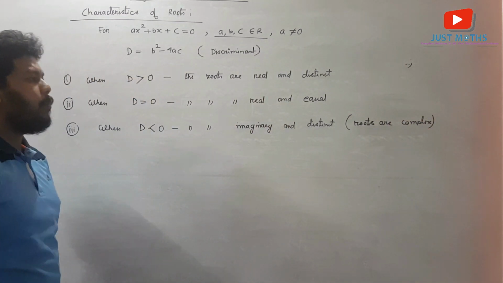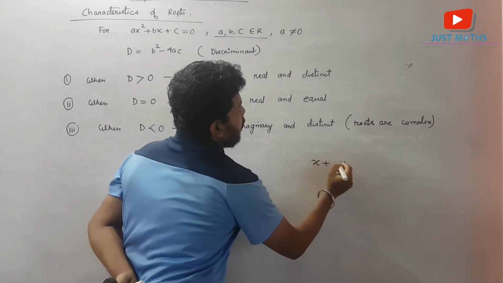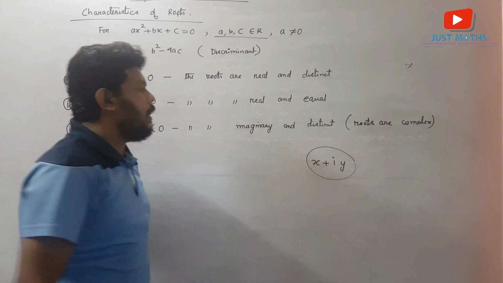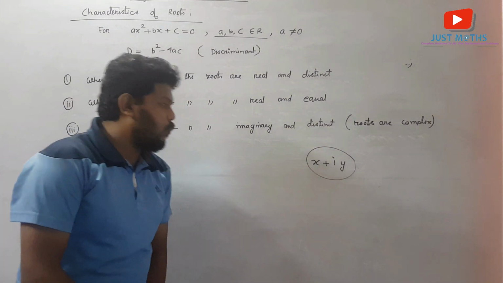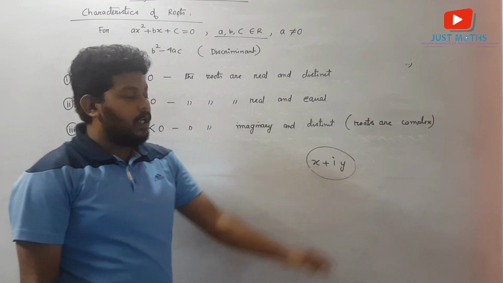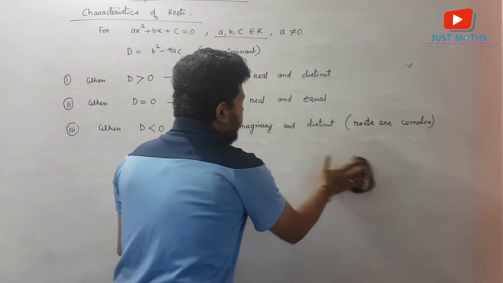Complex means a number has two parts: one is real and the other part is imaginary, multiplied by the imaginary number i. We will study this in the next chapter. It is called a complex number.